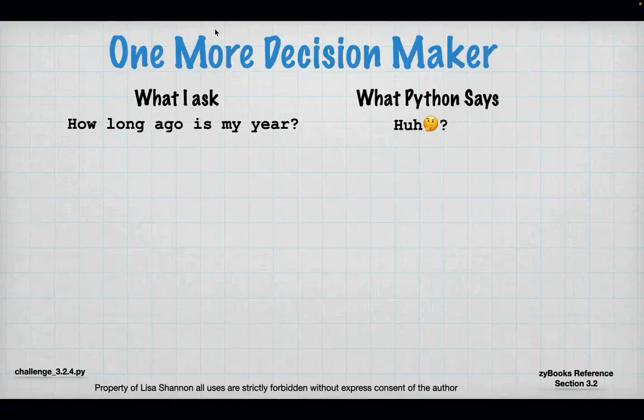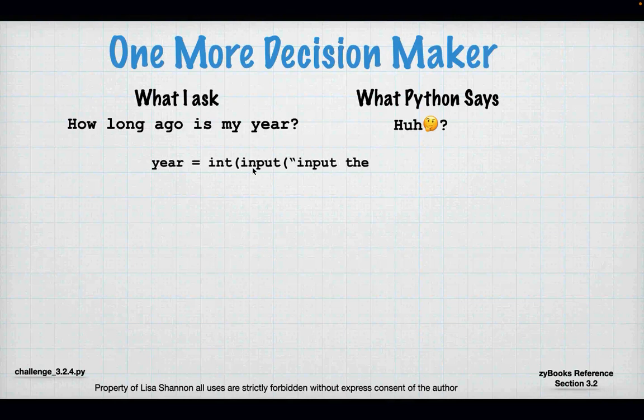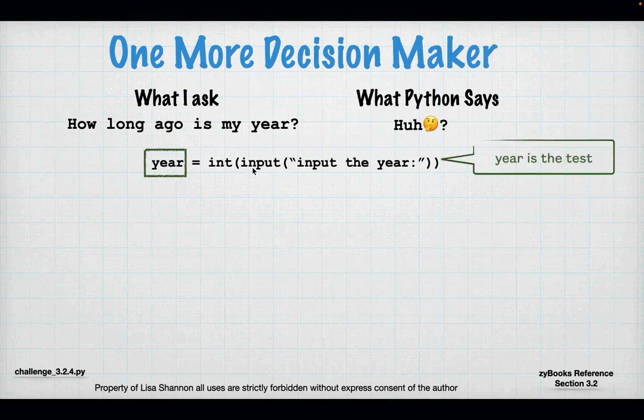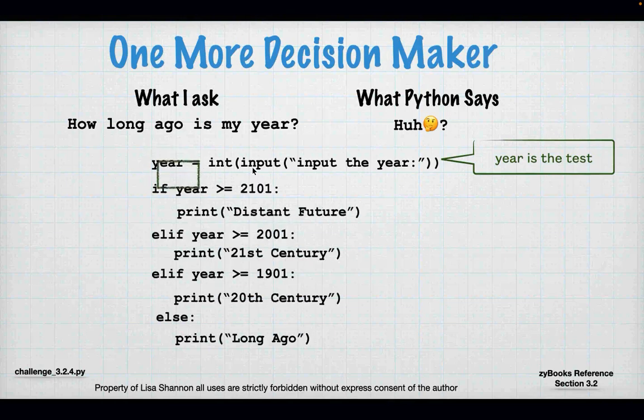Okay, one more decision maker, elif. So I want to know, how long ago is my year? I don't know why I asked a question like that. Input the year. Year is the test variable, okay? Whatever that answer is, it's going to be an integer, and it's going to be stored in year.